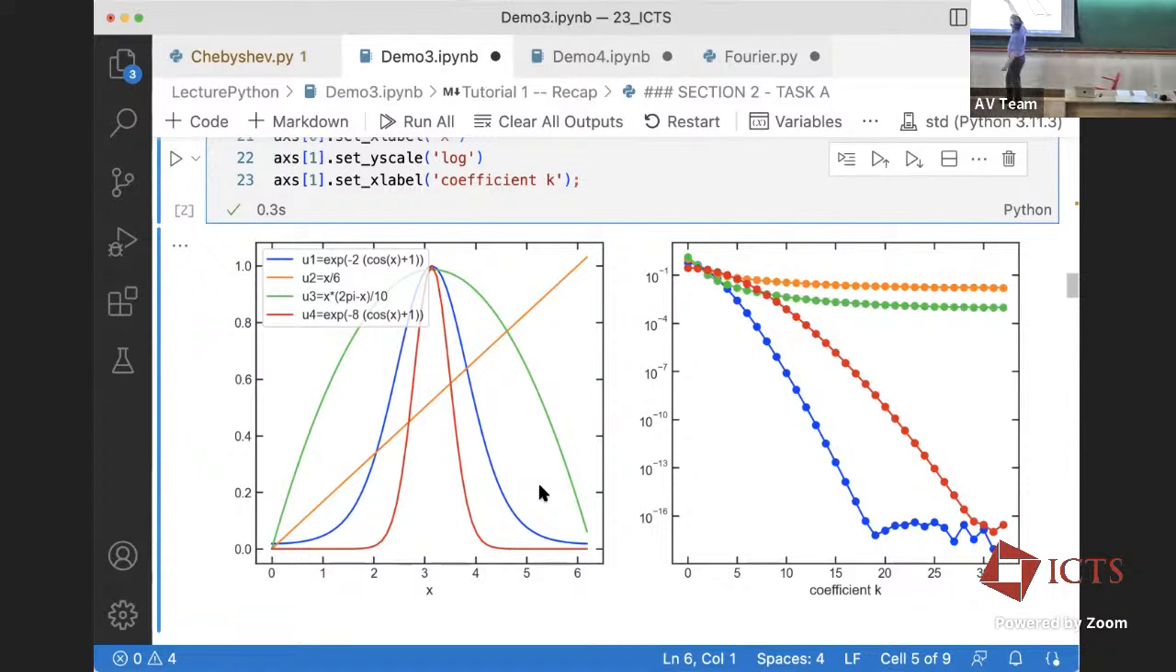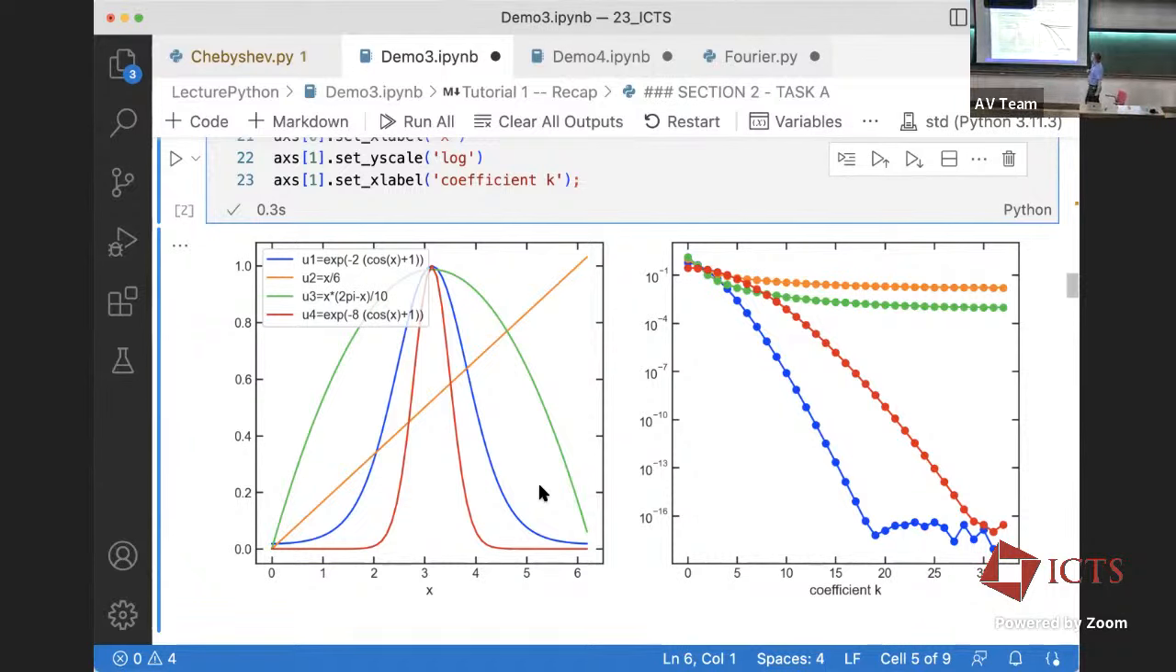U2 is just a linear function. I've now rescaled it by dividing by 6, so that the magnitude, the absolute value of each curve is about 1. And I've also updated the problem set and fixed these typos from yesterday. And while U2 here looks really, really simple, its spectral coefficients behave very badly. They don't really become smaller at all, or not much. The same for U3, the parabola. Again, the coefficients are large.